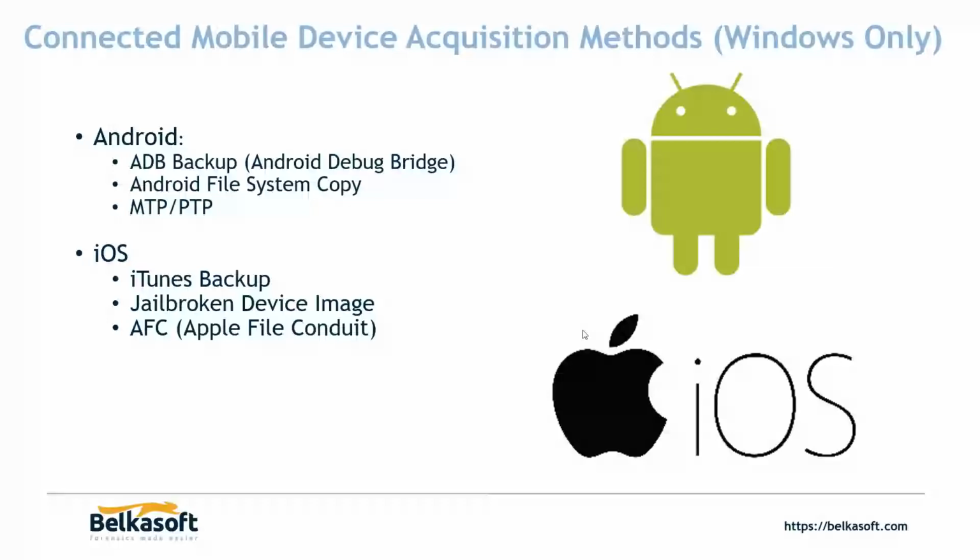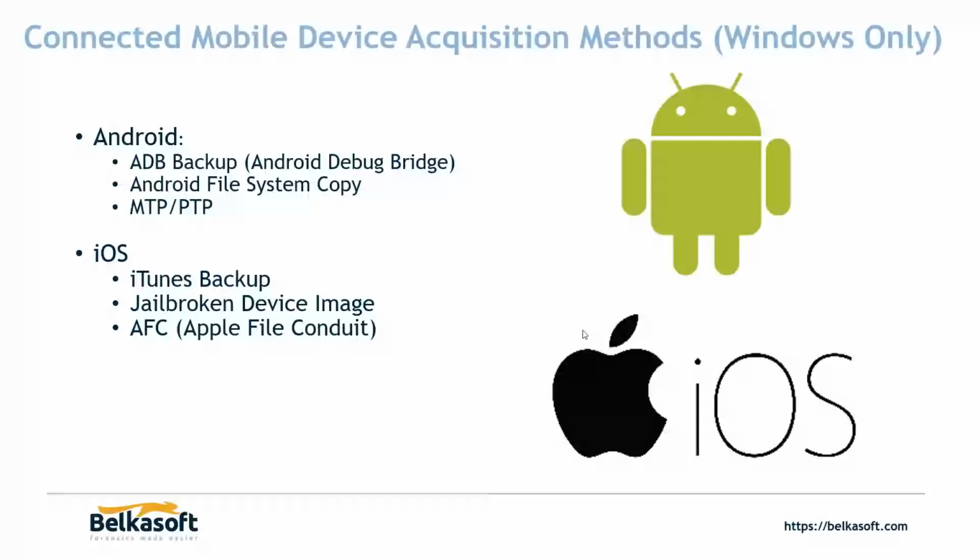You'll have your Android file system copy that will require that the phone on the other end is rooted, as well as jailbroken for iOS for that full file system. And then you have your logicals for pictures, videos, and audio files on both platforms: your MTP, PTP, media transfer and picture transfer protocol, and your AFC, Apple File Conduit.